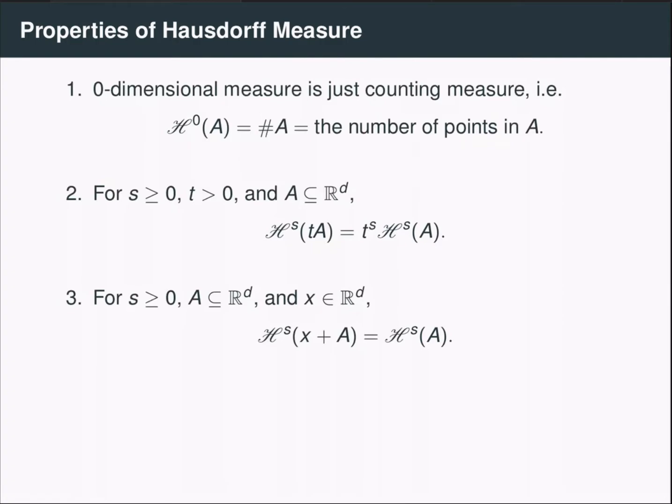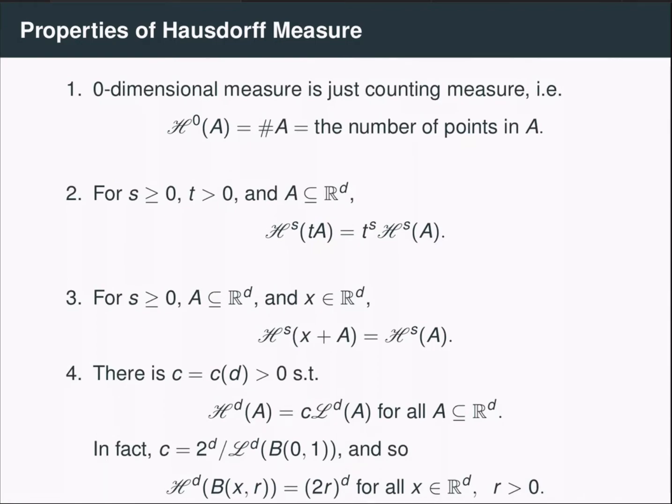Hausdorff measure in Euclidean space is also translation invariant. So if I have a set A in Euclidean space and a vector x, if I look at the translation of A, so this is a set of x plus y, where y is an element of A, then the Hausdorff measure does not change under translations of the set A.